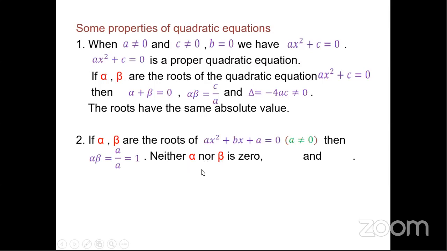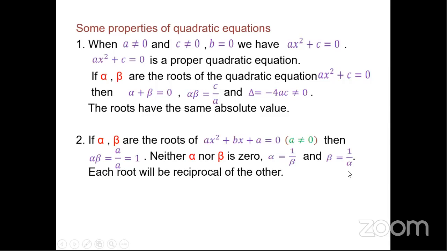Now observe this. When you take alpha into beta equal to 1, then if I want to calculate alpha value, I should move this beta to the other side, right? So alpha will be equal to 1 by beta. Now suppose if I want to calculate beta, then I should move this alpha to the other side. So beta will be equal to 1 by alpha. So neither alpha nor beta become 0 in this case. And alpha value will be 1 by beta and beta is nothing but 1 by alpha. What do you understand from these two values? Each root, whatever roots you have, they are reciprocal to one another.